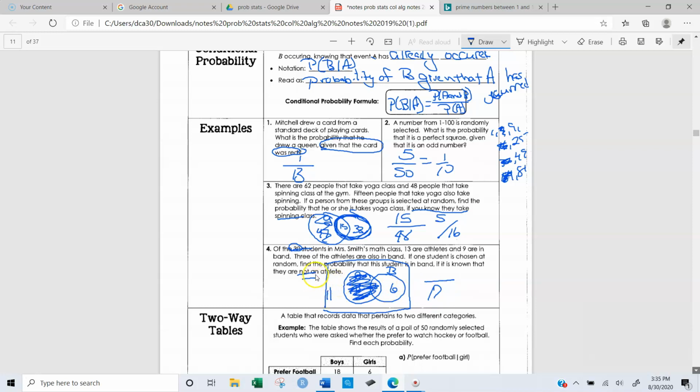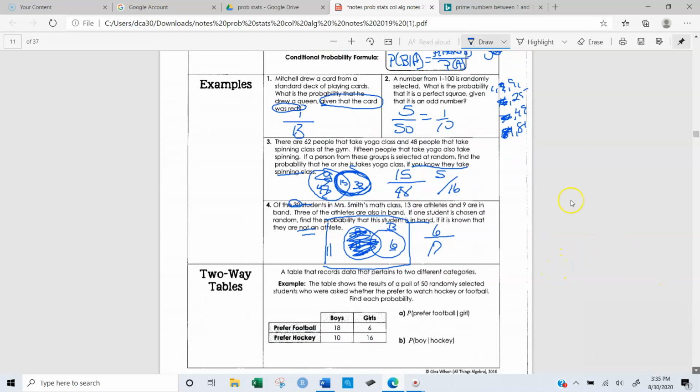So out of these 17 students, what I want to know is that the student is in band. So if that means they are in band, it's this section. So 6 out of 17 count. All right. I hope that helped.